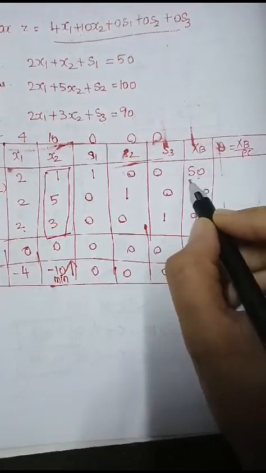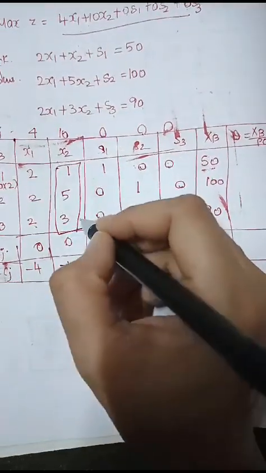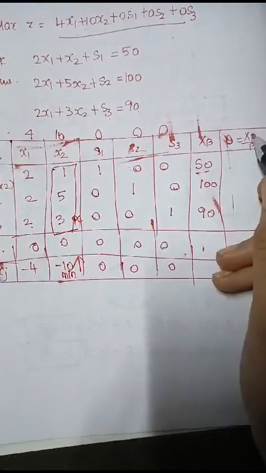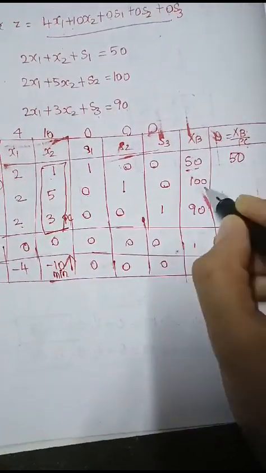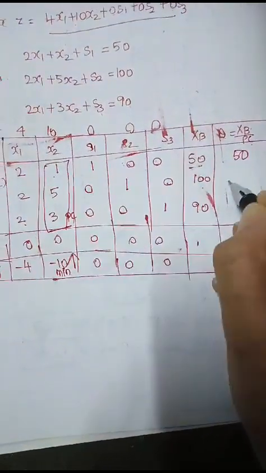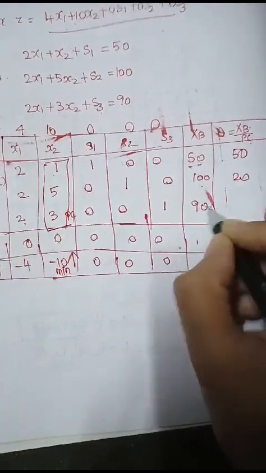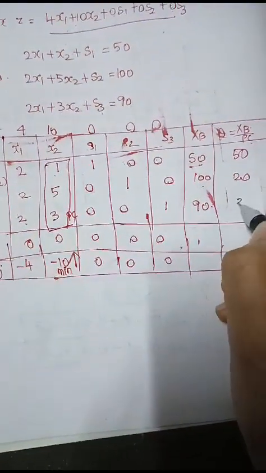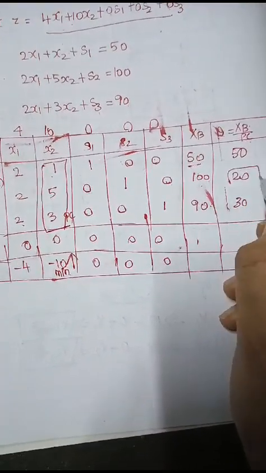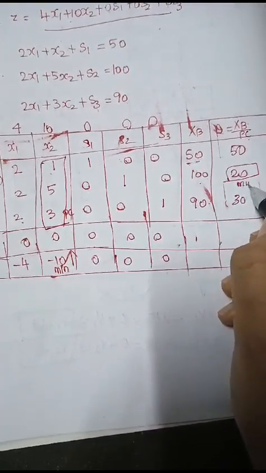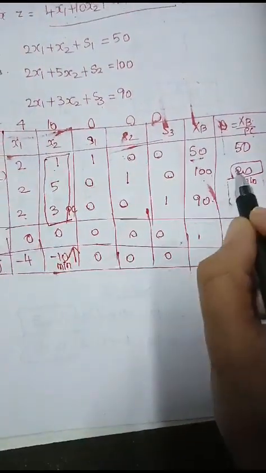Clear? And then you have to divide this xb with this pc. This is your pc, the column pc. This column is your xb. So the theta value is xb by pc. That means 50 by 1, 50. Here 100 by 5, which is 20. Again 90 by 3, 30. In this also you have to choose the minimum value. So remember well, in both you have to choose the minimum value.